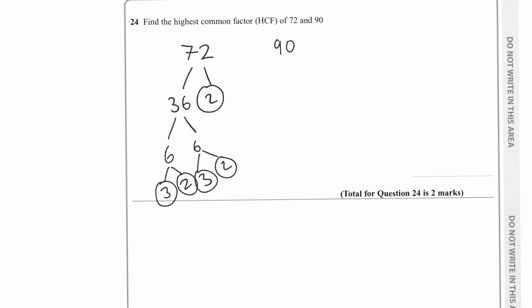Then with the 90, we can do 18 times 5. There's different ways, obviously. 18 times 5. Then 18 can be split up into 6 and 3.